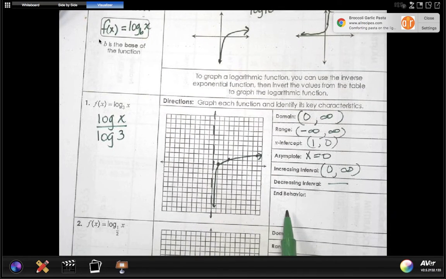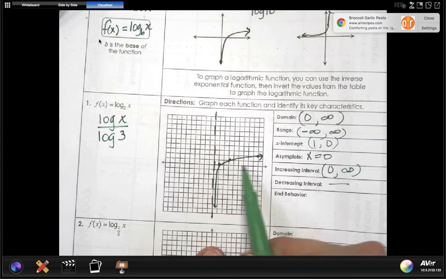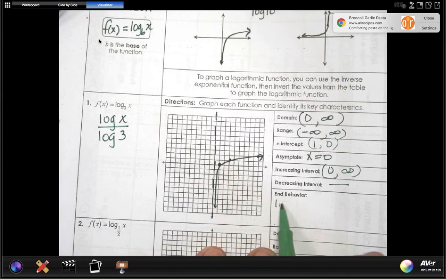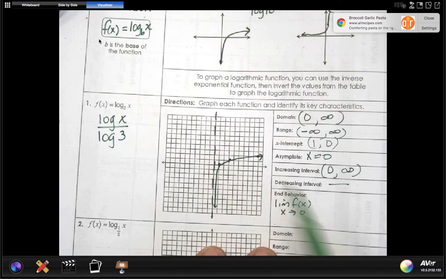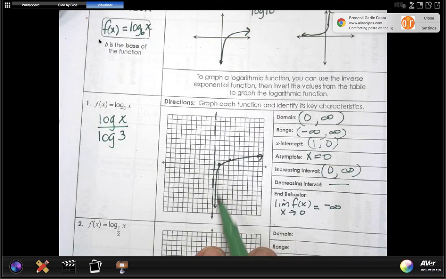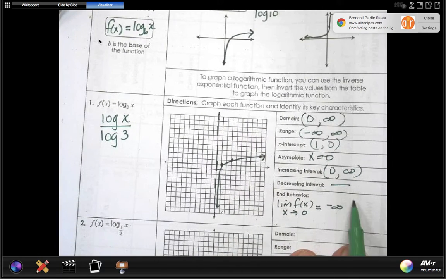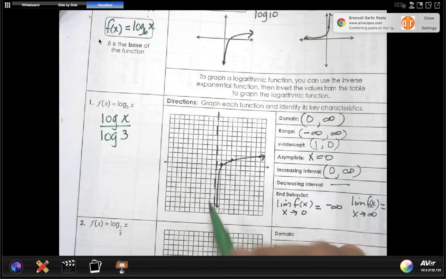And our end behavior: as x approaches, it never goes towards negative infinity. So the limit of f of x as x approaches 0, because on the right side we're approaching 0, equals negative infinity because the end is going down. The limit of f of x as x approaches positive infinity, this end keeps going up and up, it's positive infinity.